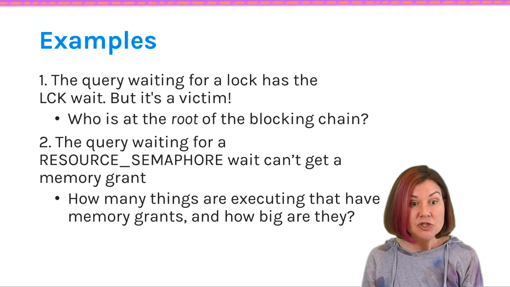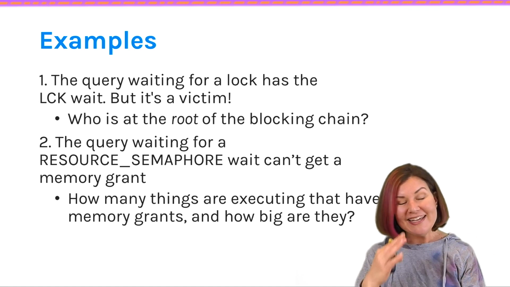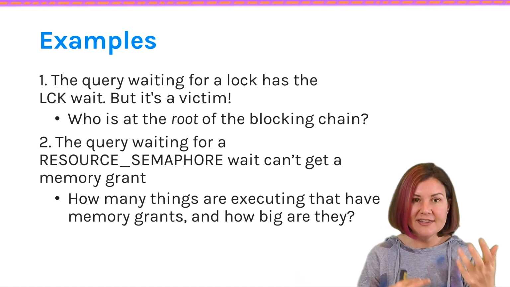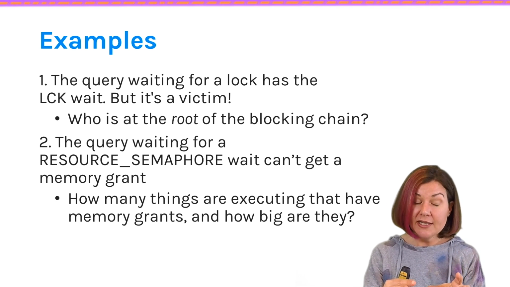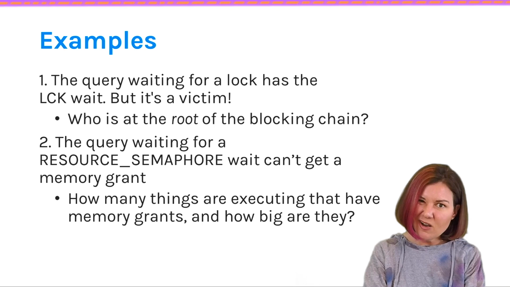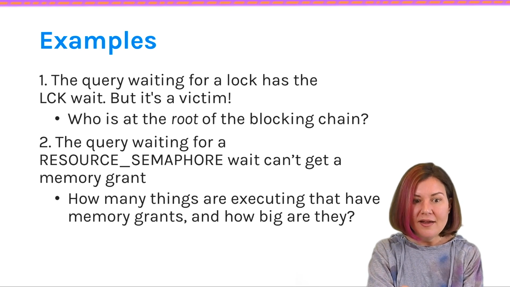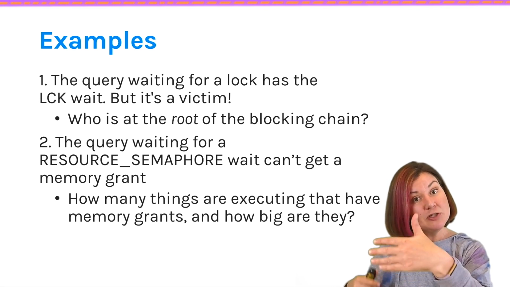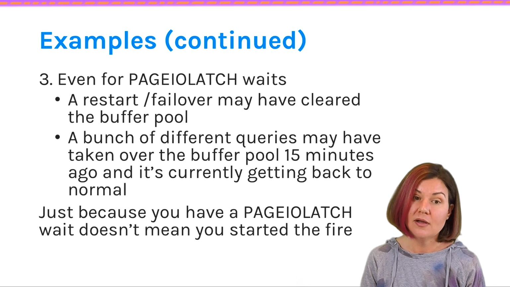Similarly, the query that shows a resource semaphore wait is the one saying, I can't get the memory grant that I need. I can't get an allocation to get started. We might want to look at it to see, are you asking for something completely unreasonable? But we also want to know who else is running, who doesn't have this wait, and what memory grants do they have? And what memory grants are they consuming? Because they are part of this problem too.